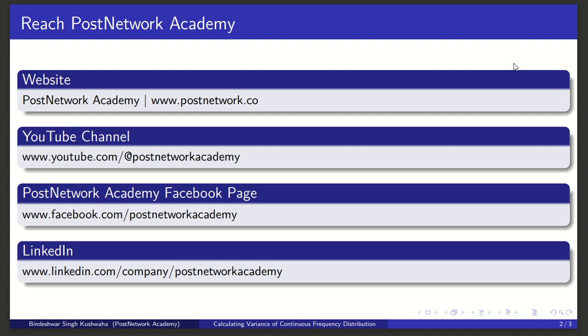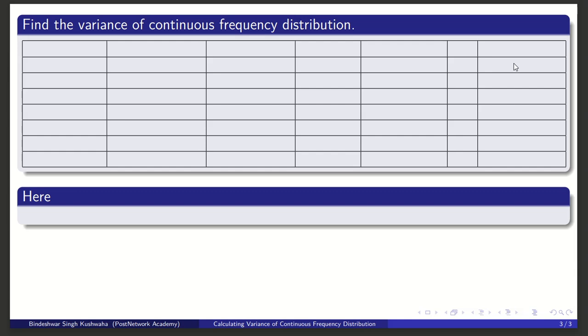Let's get started with today's topic, calculating the variance of continuous frequency distribution. If you are working with statistics, data science or AI, this is a technique you will use regularly. Variance measures how spread out data points are in a dataset. When working with continuous frequency distributions, calculating variance involves a few extra steps. But don't worry, we will go through it step by step.